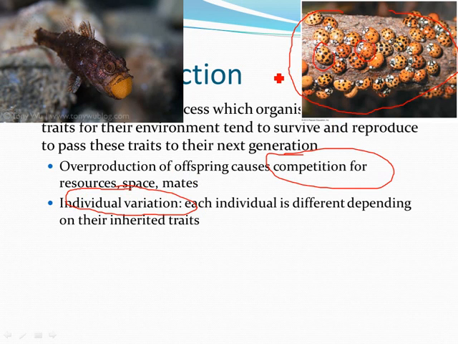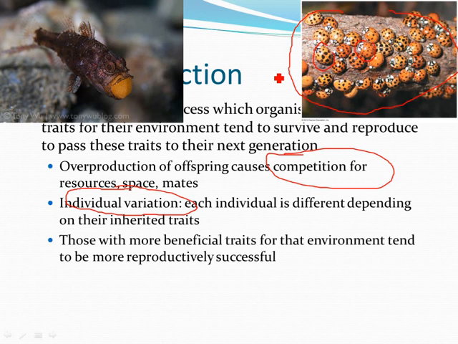And variation is very important, especially when we're talking about some kind of environmental change. It may help these variations. Hopefully someone will have traits that will be able to benefit in that particular environment, so that it can carry on that species. So those that have more beneficial traits, like I've been saying, will be more able to survive and reproduce successfully and pass on those traits to the next generation.